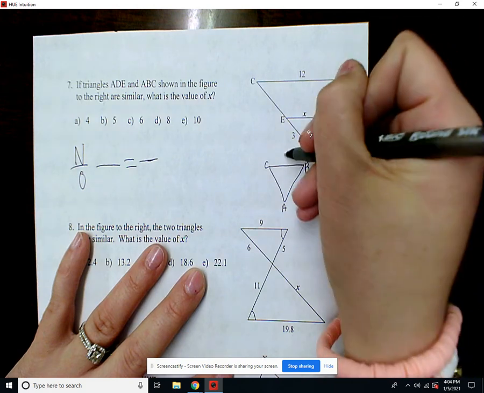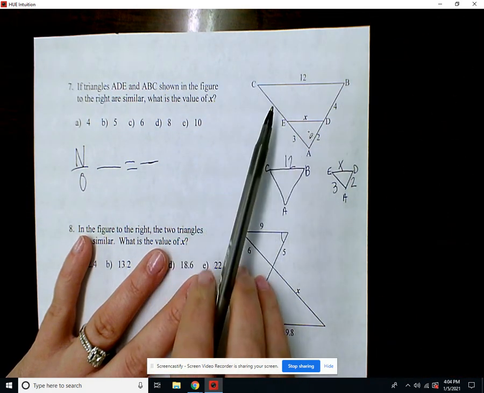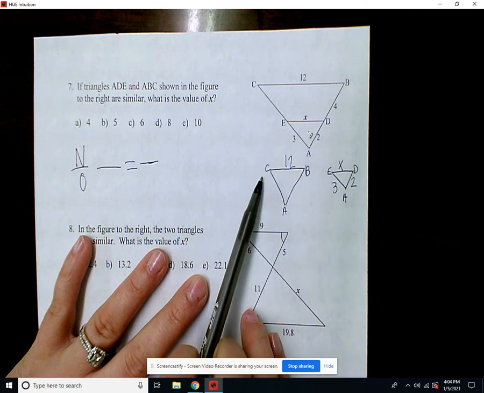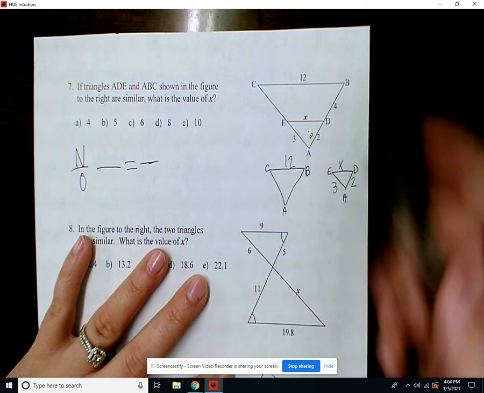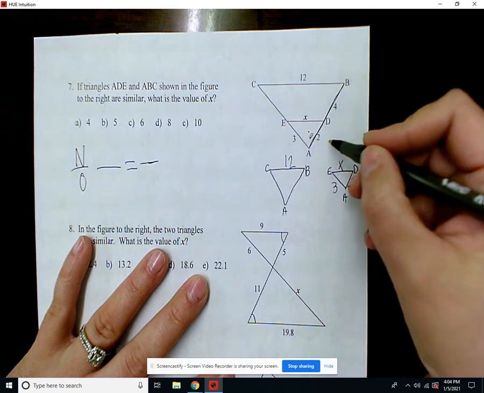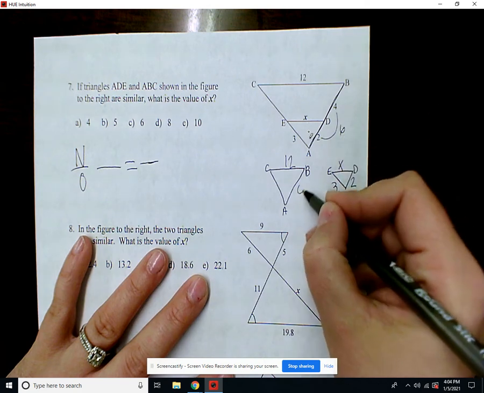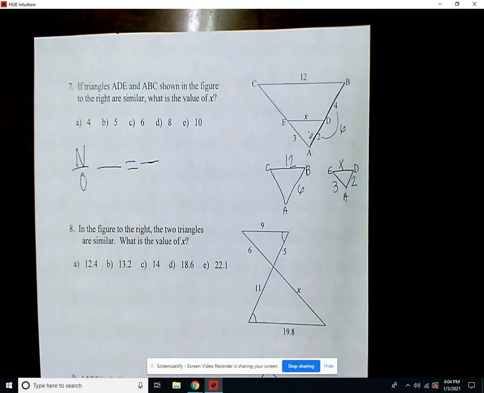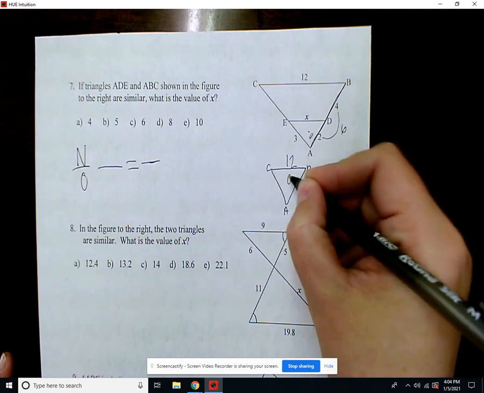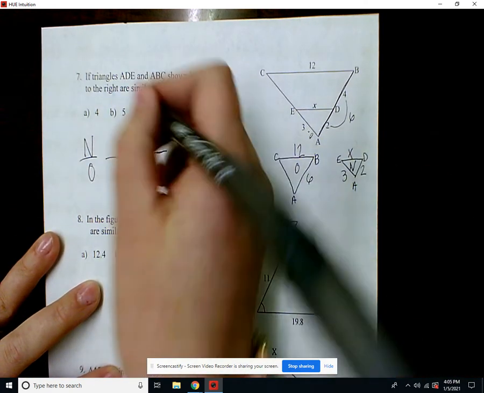CB all the way across is 12. There's not a number for AC, there is for AE, but so there's going to be nothing on this side. And then AB is this entire side, and there's two numbers together. So we're going to add those, which is going to make it 6. So now we can do our new and our old. New has the x, old does not. Okay, so x is going to go on top.